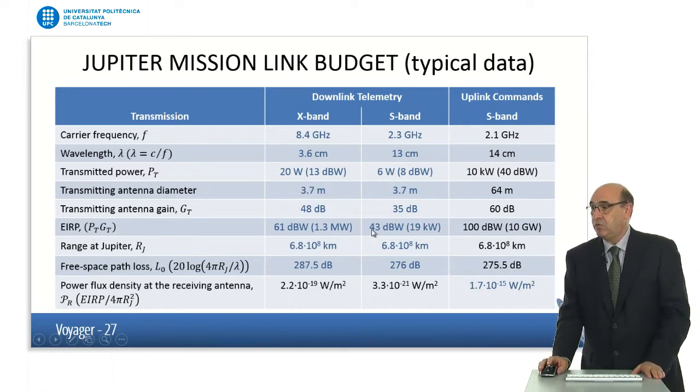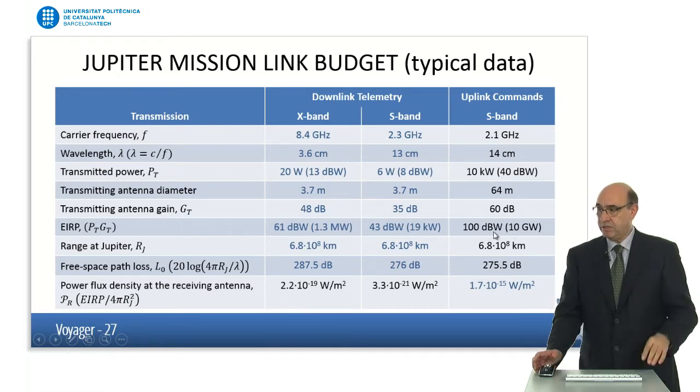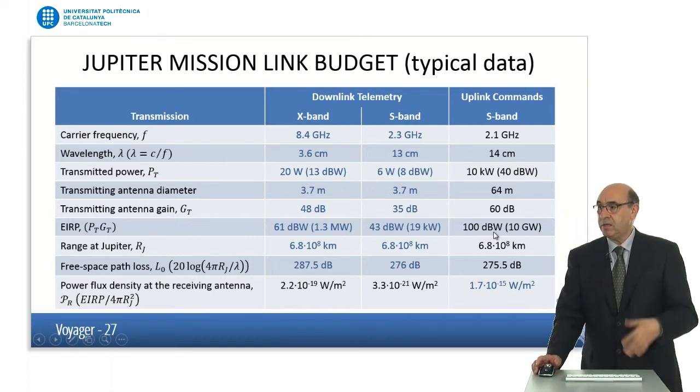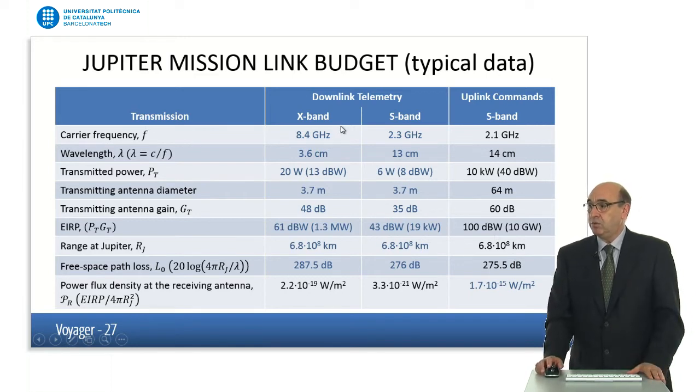At S-band is lower, 43, and on Earth, assuming 10 kilowatts, gives you the equivalent of 10 gigawatts, 100 dB watts. This is a very powerful stage. So this is not the problem. This is not a limiting factor in this communication system. The problem is with the probe, certainly.